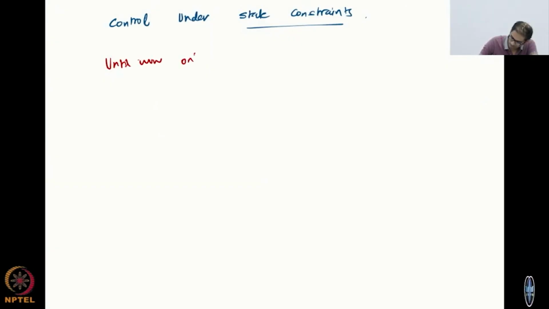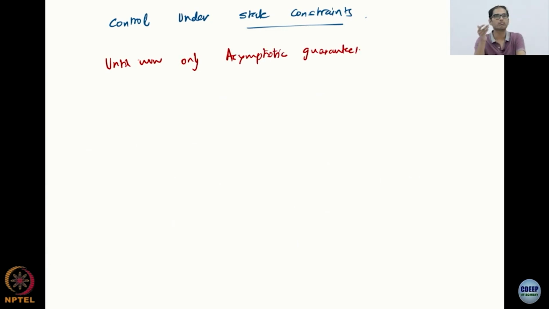So one of the key requirements in a lot of applications is about your state trajectories during the transient. Until now we have only talked about asymptotic performance, only asymptotic guarantees, yeah. What does it mean? It means that I am only saying that I will do something as t goes to infinity, I am doing something nice as time becomes large, okay. So the big question is, what about transients?